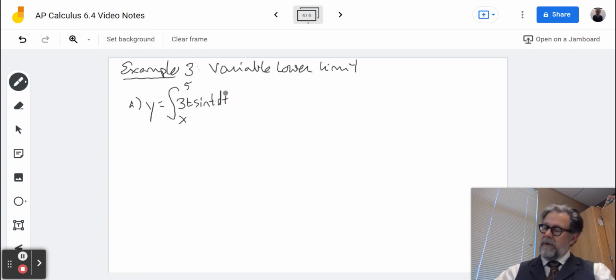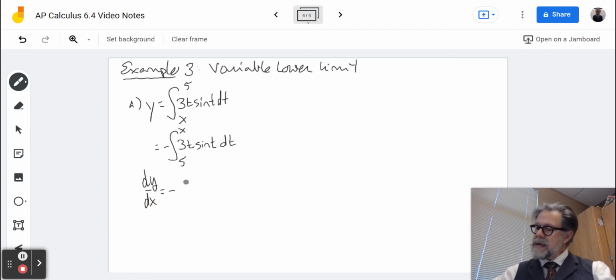Notice that all we've done is switch the limits. Instead of being from 5 to x, now we're going from x to 5. This is a fairly straightforward one because, as we have discussed before, we can put a negative sign in front of it and just go in the opposite direction. So the derivative of y with respect to x in this case would just be the negative of what it would have been anyway.